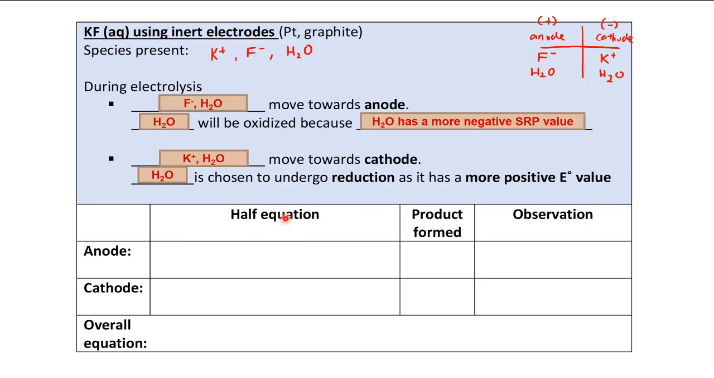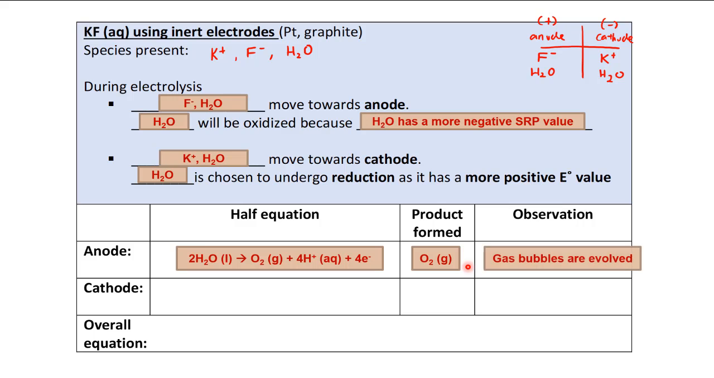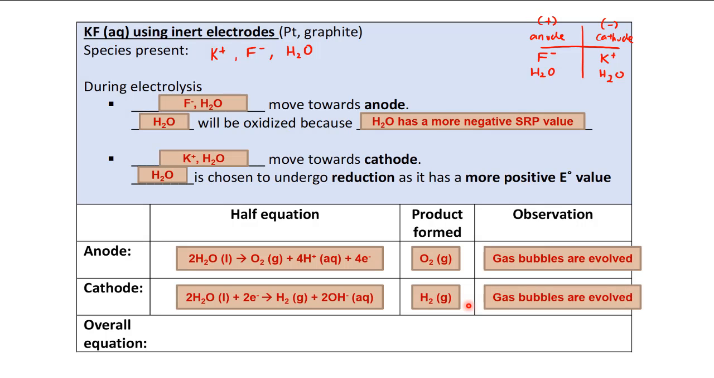For the half equations, at anode, water undergoes oxidation to produce oxygen gas. Remember, anode oxidation, oxygen gas. So the product formed is oxygen gas. The observation will be gas bubbles released or evolved. For cathode, we still use water, but at the cathode we have the reduction process. Water will undergo reduction to produce H2 gas. The product formed is hydrogen gas, and we still observe some gas bubbles evolved.